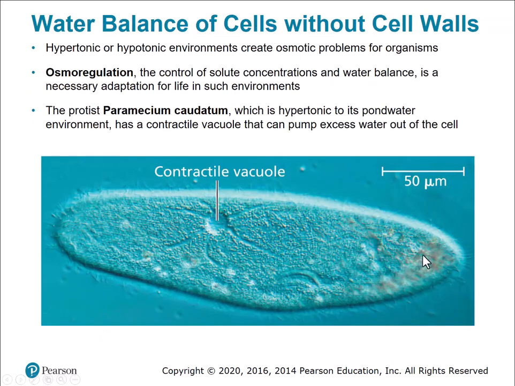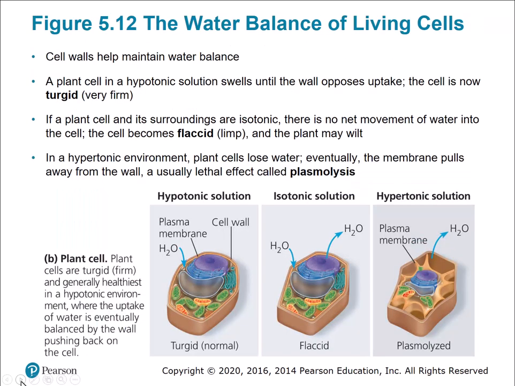Other organisms, such as parameciums, will actually have contractile vacuoles that will allow them to osmoregulate when they're put in either hypertonic or hypotonic solutions. So it helps them to regulate their water balance using the special contractile vacuole in them.